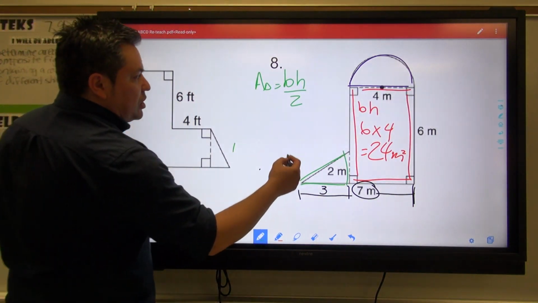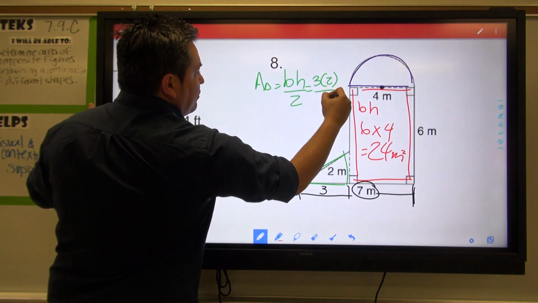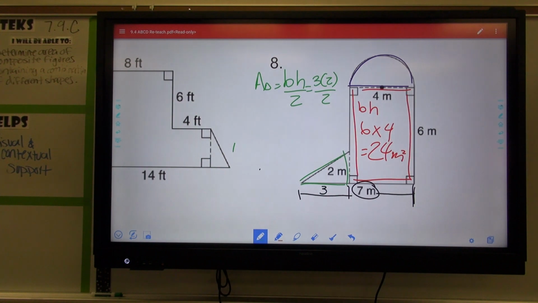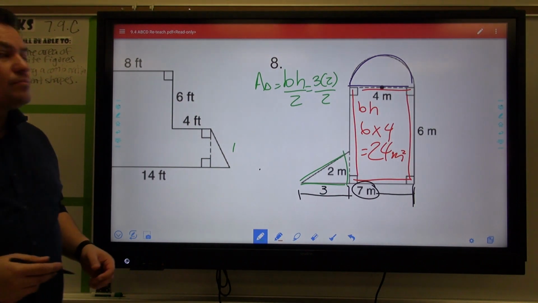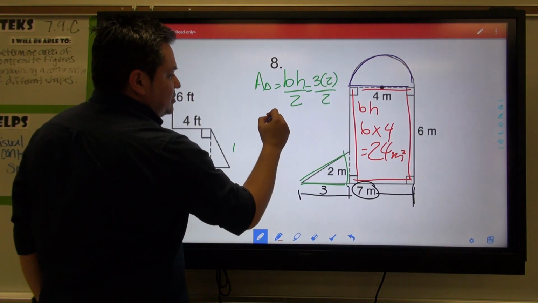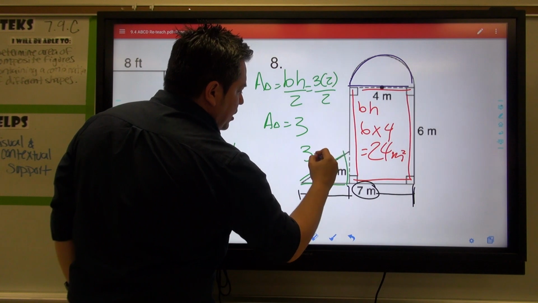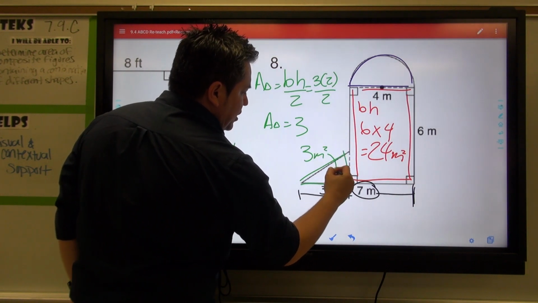Now, I have my two numbers, so that's just 3 times 2 divided by 2. What's 3 times 2? 6. And half of 6? 3. So this right here is 3 meters squared for this one.